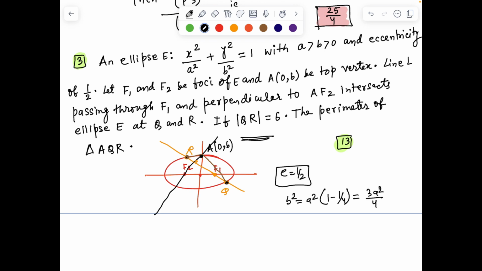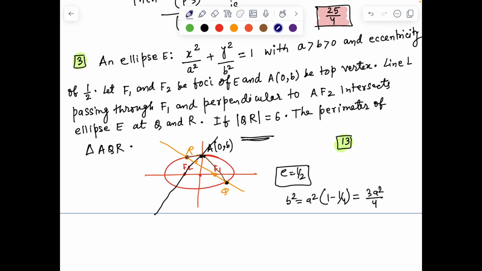But the idea of the question is clear. With QR equal to 6, I'll be able to get one more relation that will give b and a. Once I know b and a, maybe I'll find the points of intersection of this line, Q and R. So the line will be uniquely fixed probably by the given information, and then you can find the perimeter by distance formula. But going by this method will be quite a traumatic experience, because it's going to be lengthy. So we'll use a smartness over here.